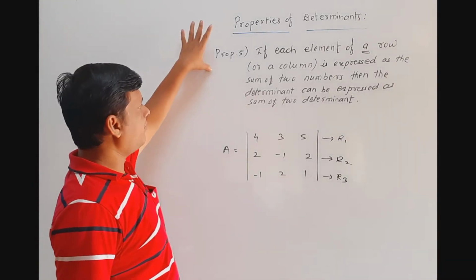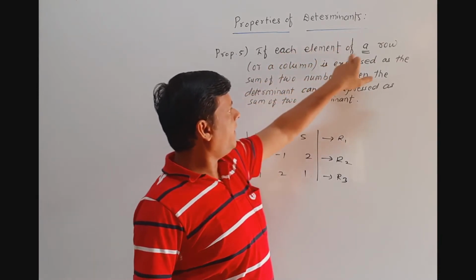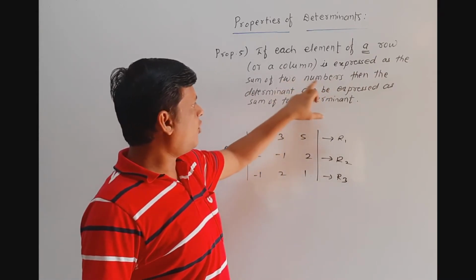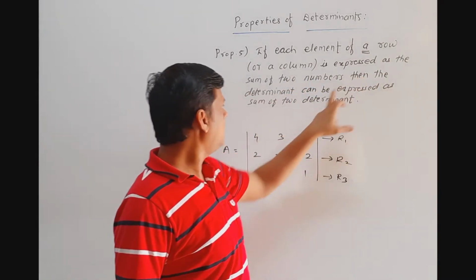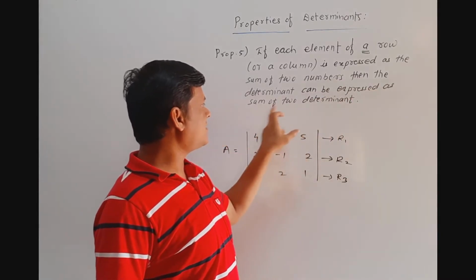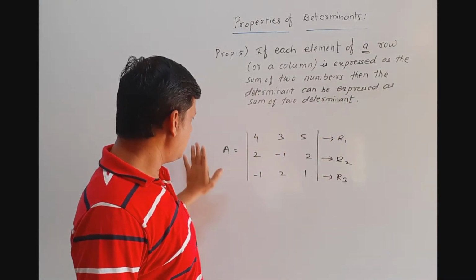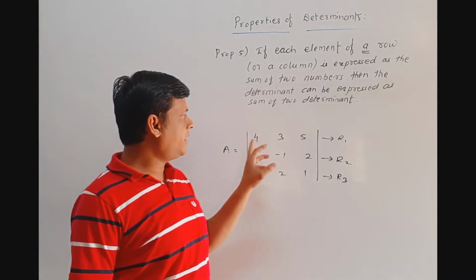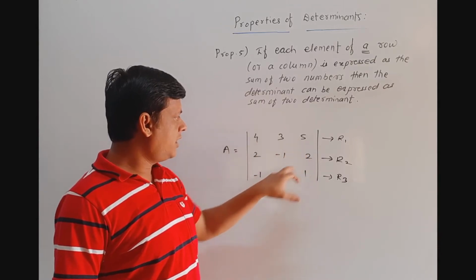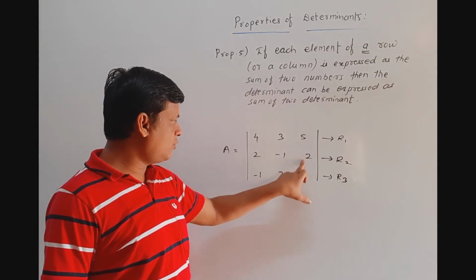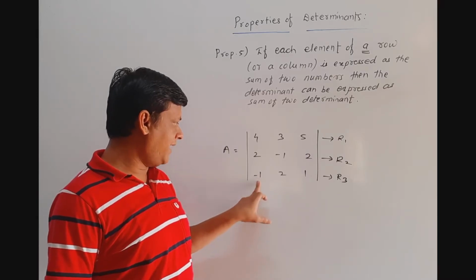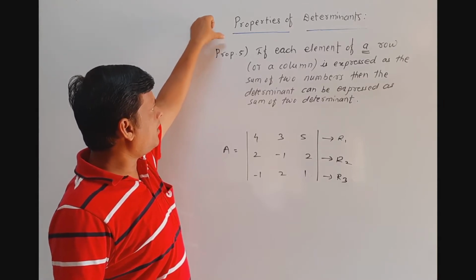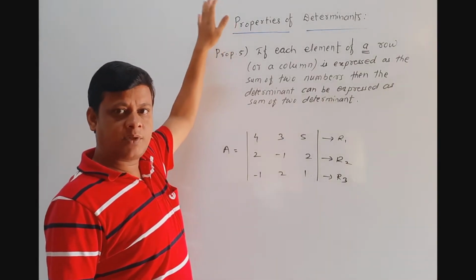Now see property 5. If each element of a row or a column is expressed as the sum of two numbers, then the determinant can be expressed as the sum of two determinants. Now consider an example, with the given determinant as A. The elements of the first row are 4, 3, 5, the elements of the second row are 2, minus 1, 2, and the elements of the third row are minus 1, 2, 1. Now first we discuss property 5. What does this property state?